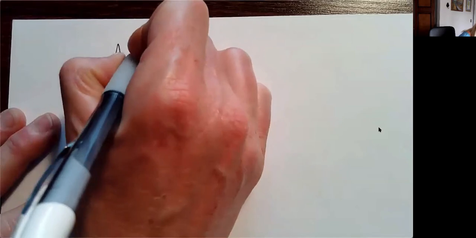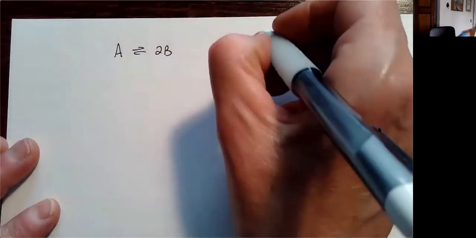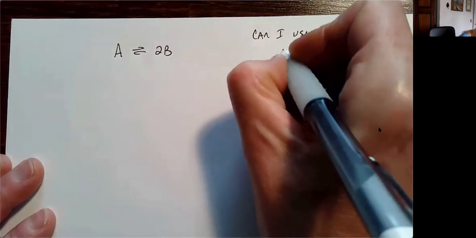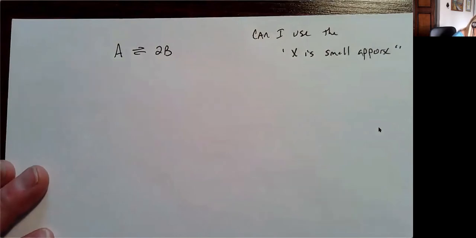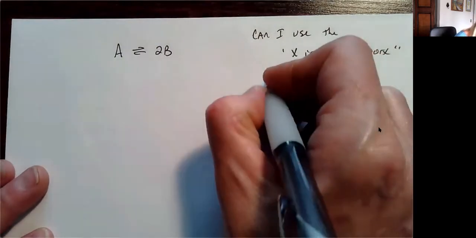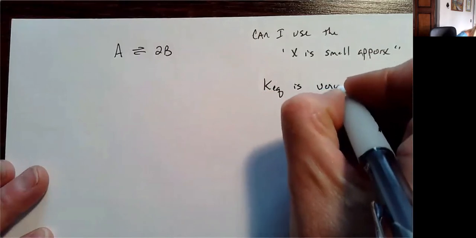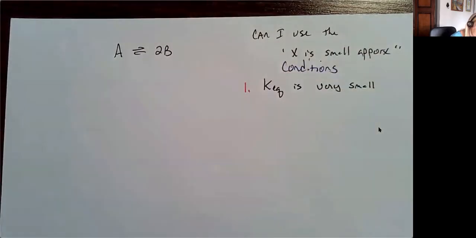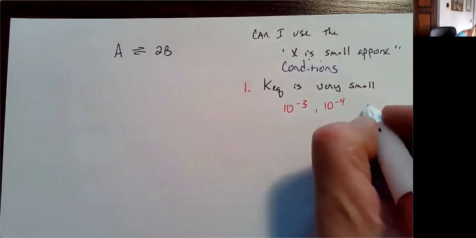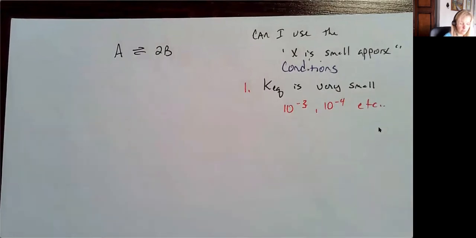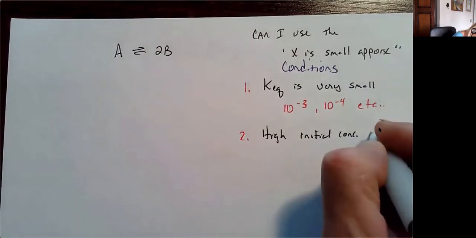All right, so let's say I have an even simpler reaction here. A goes to B. Can I use the X is small approximation? And I'll explain what that means. This happens when you have a KEQ that is very small. So first condition, my KEQ is very small. So we're talking 10 to the minus 3, 10 to the minus 4, etc. So things that have really small KEQs. And the second condition is that you have high initial concentrations of your reactants.